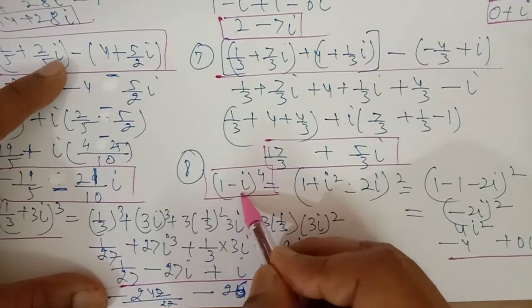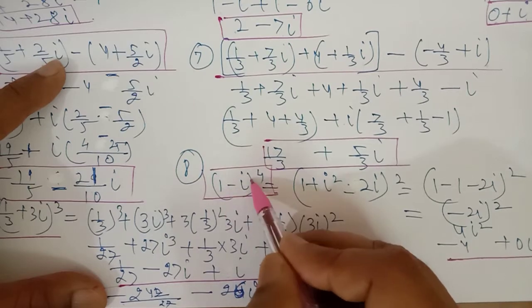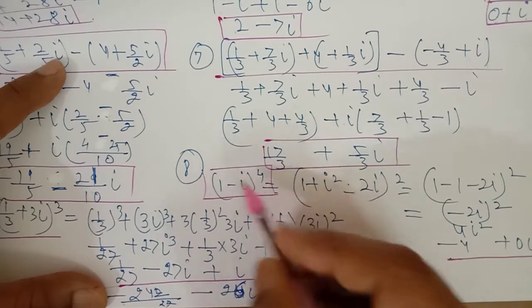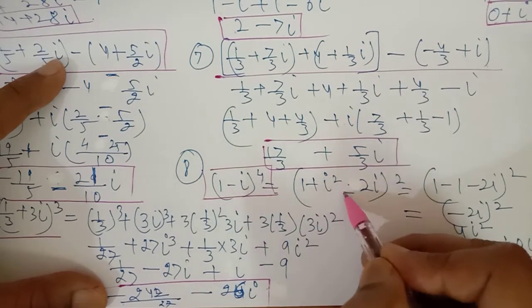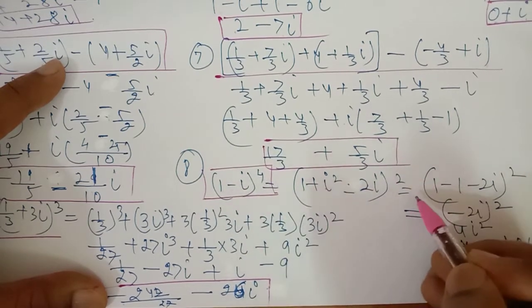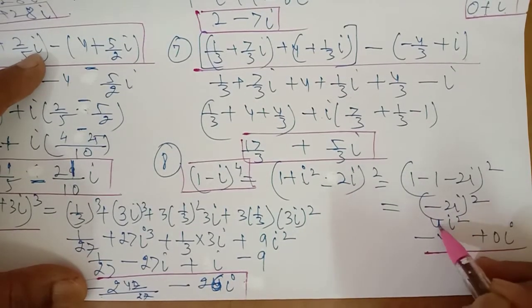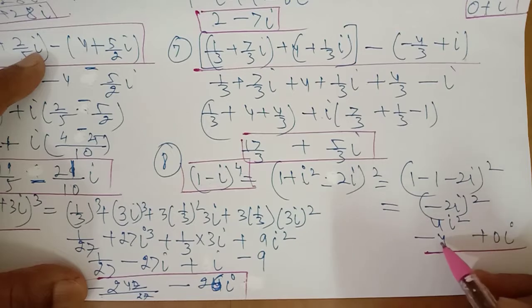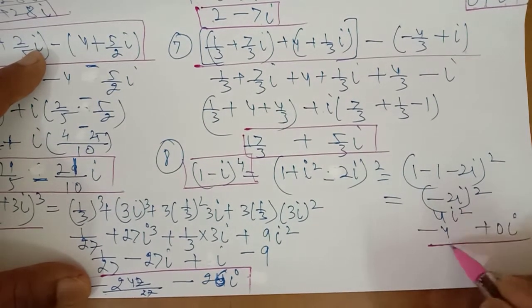Now (1 minus i) raised to power 4, you can write as (1 minus i) whole square, whole squared. So first of all, find the whole square of it: a square plus b square minus 2ab, and i square is -1. So 1 minus 1 minus 2i, that is minus 2i, whole squared, which is equal to 4i square, and i square is equal to -1, so you can write in the form a plus ib, that is -4 plus 0i.